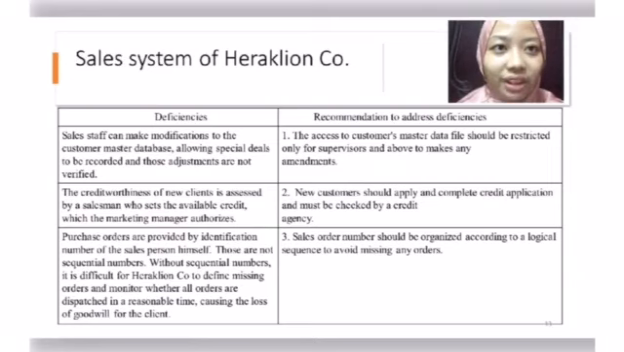Sales system of Heraclean Company. The first deficiency of the sales system of Heraclean Company is sales staff can make modifications to the customer master database, allowing special deals to be recorded, and those adjustments are not verified. The recommendation for the deficiency is access to the customer master data file should be restricted so only supervisors and above can make any amendment.